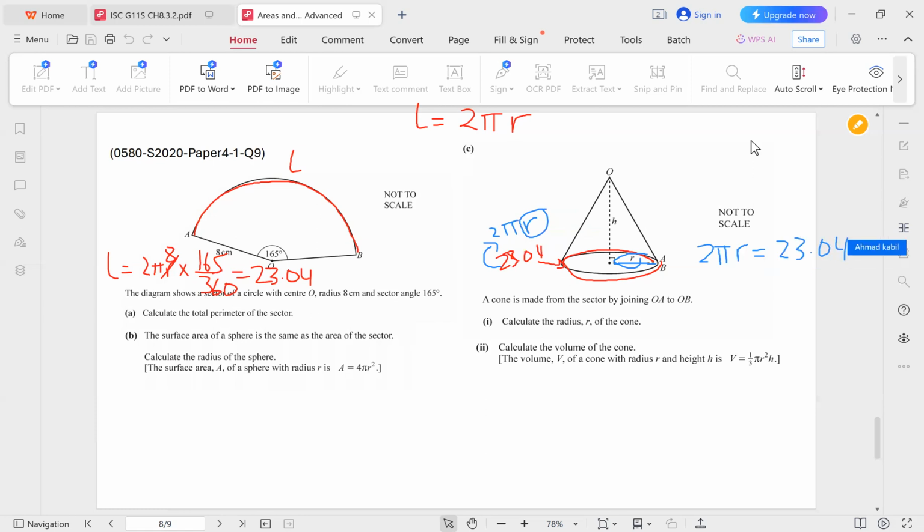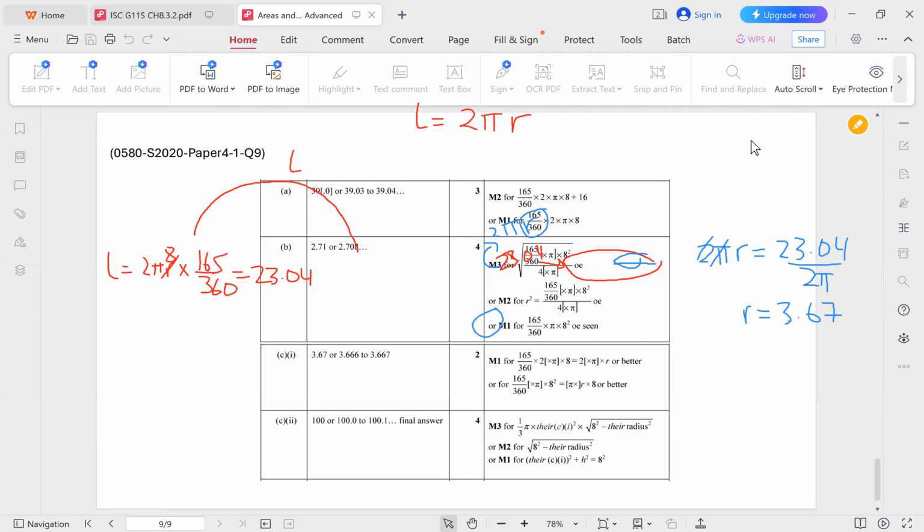So all we have to do is just say 2 pi r equals 23.04. And we can take the 2 and the pi to the other side. So the r of the circle would be 23.04 divided by, or better to write a fraction and write 23.04 in the numerator and write 2 times pi in the denominator. You get 3.67. And this is what they're looking for in question I. Let's check the marking scheme to make sure we are on the right track. 3.67 is the correct answer for CI.